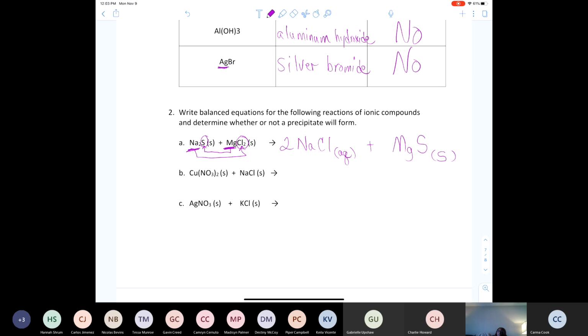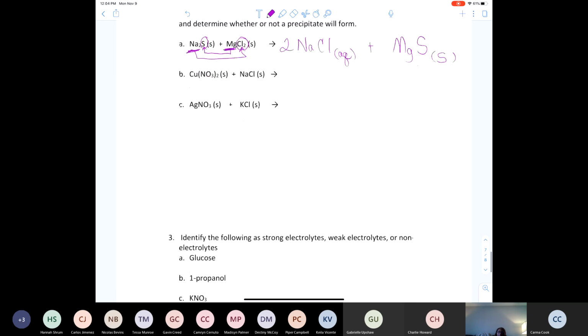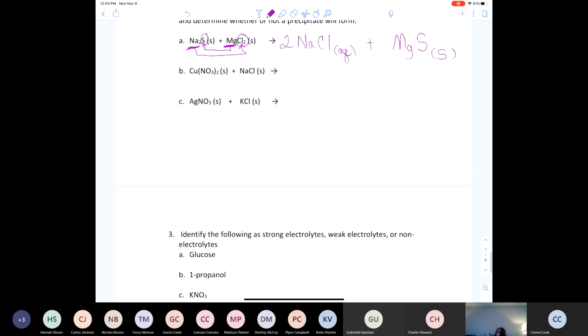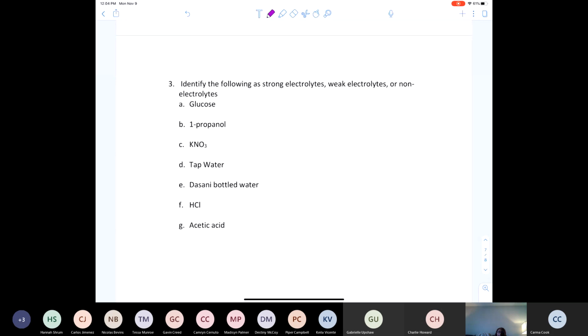So see how you use the solubility rule table to take a look at the products of a double displacement reaction, and you can determine whether or not both of the products are soluble, or if only one of them is, and the other is a solid precipitate. So I'm going to leave the last two for you guys to do before Wednesday. For number 3, identify these different products as strong electrolytes, weak electrolytes, or non-electrolytes.